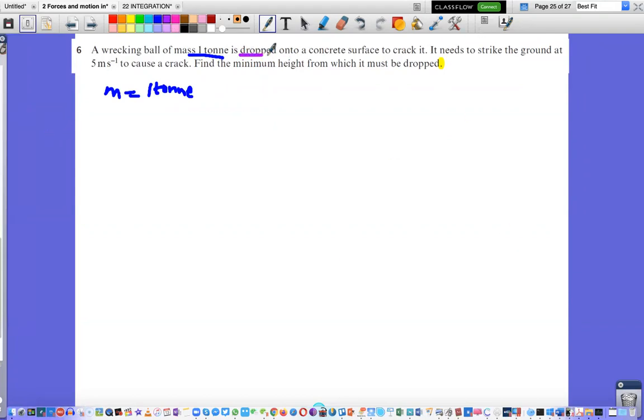It said that it is dropped, so U is 0. First, let me sketch my problem. This is the wrecking ball. It's dropped. It has to drop to here. Choose direction. I'll choose my downward direction as positive.